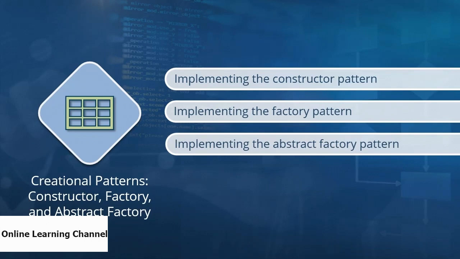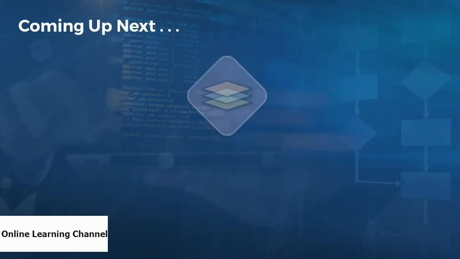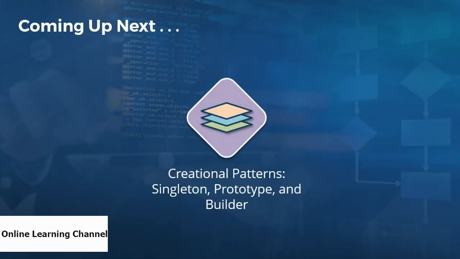At this point, you possess the knowledge needed to correctly enumerate several of the most important creational design patterns, apply those patterns to a JavaScript context, identify situations where each type of pattern is appropriate, and thus implement the constructor, factory, and abstract factory creational design patterns. You are now set up to explore other creational design patterns in detail, such as the singleton, prototype, and builder design patterns.